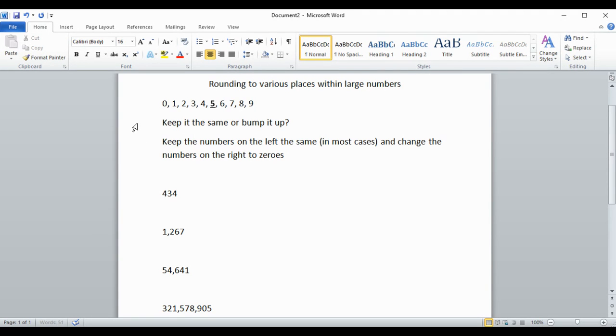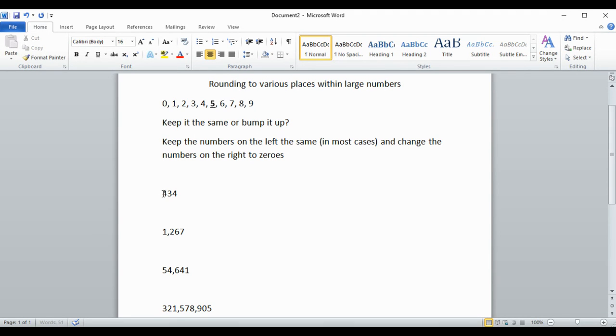So the question you'll be asking yourself is, are you going to keep the number the same, or are you going to bump it up? And these are the little rules that you're going to follow. Keep the numbers on the left the same in most cases, and change the numbers on the right to zeros.